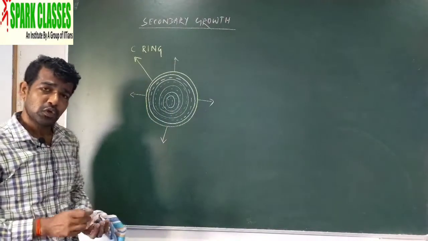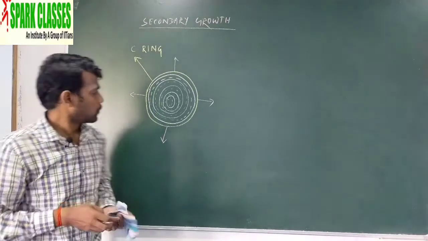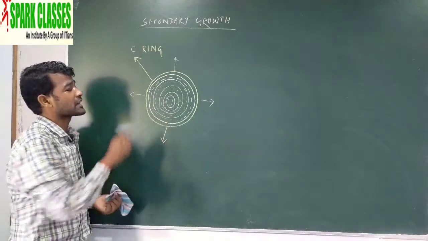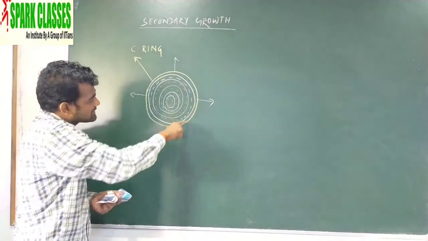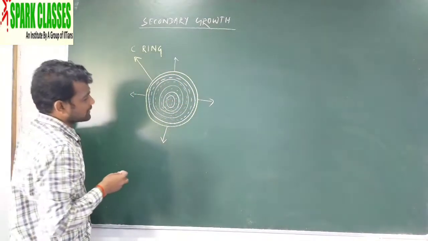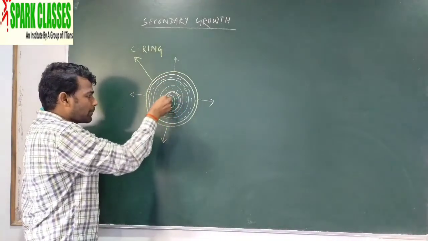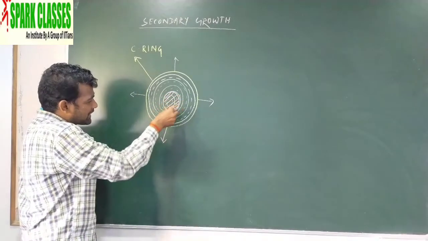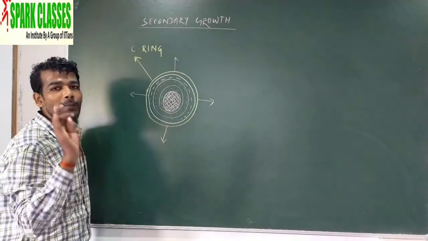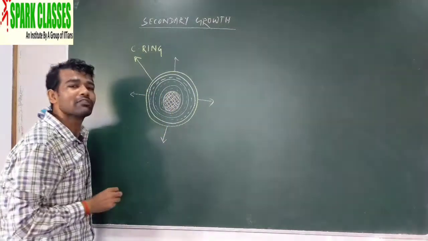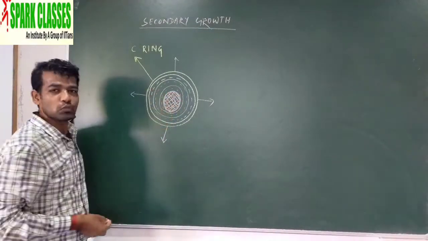But an important thing: when the plant advances in age and becomes old, what happens? The central part of the secondary xylem, everything in the white portion inside this ring is secondary xylem, but the central part gets deposited with chemicals like tannin, resin, gum, aromatic substances, essential oil. And this central region gets blocked with these chemicals.